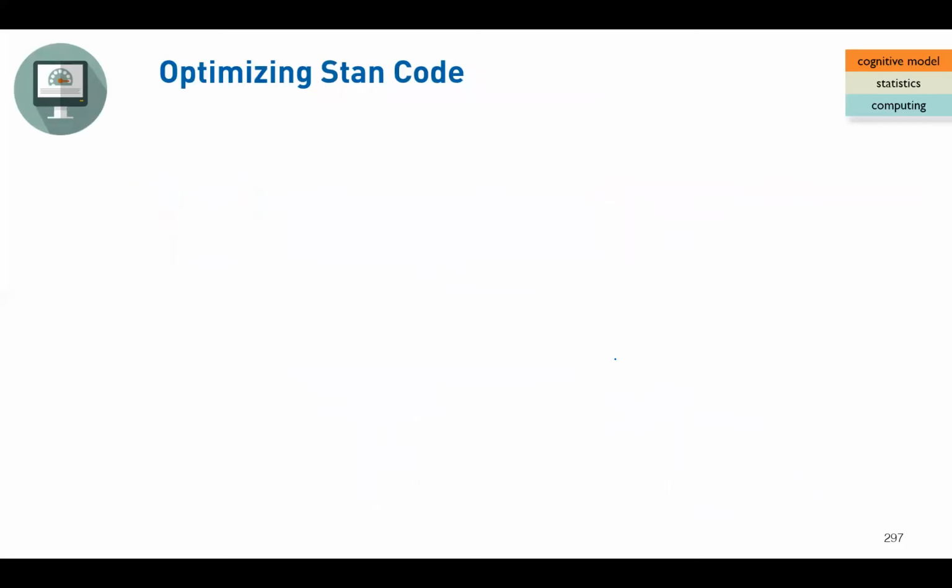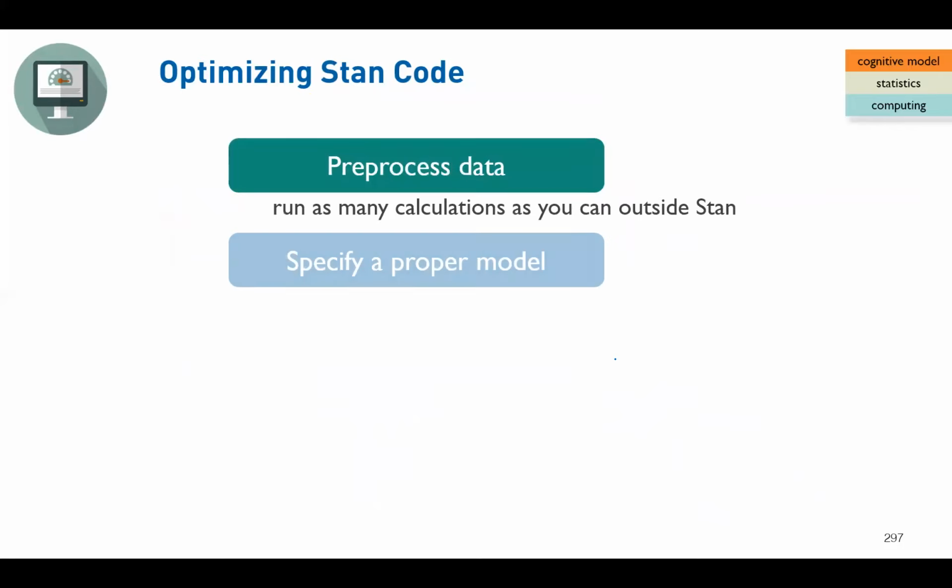So I introduced already three of the approaches. I will quickly go through them. The first one is to pre-process the data, to do as much as you can in terms of data preparation outside STAN, do it in R. When everything is prepared and ready, you give it from R to STAN, so STAN only does the sampling. And the second one is to specify a proper model.